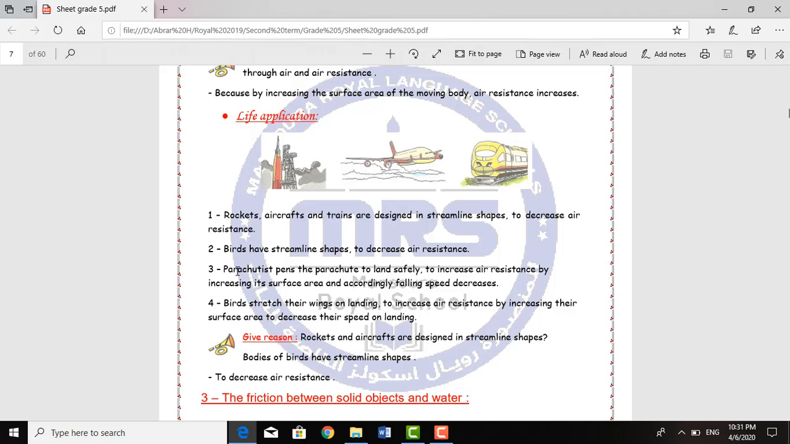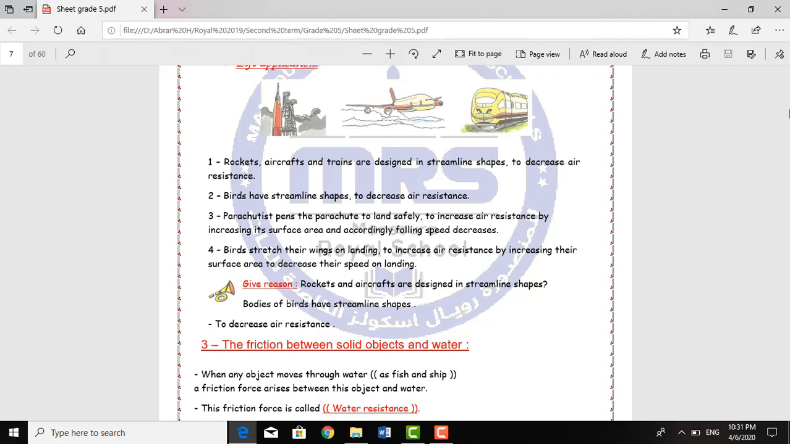On the opposite way, the parachutist opens the parachute to land safely. Why? To increase the surface area, and so the air resistance increases, so their speed decreases, so they can land safely. The parachutist opens their parachute during landing. Why? To increase surface area, so the air resistance increases, so their speed decreases, so they will be able to land safely.